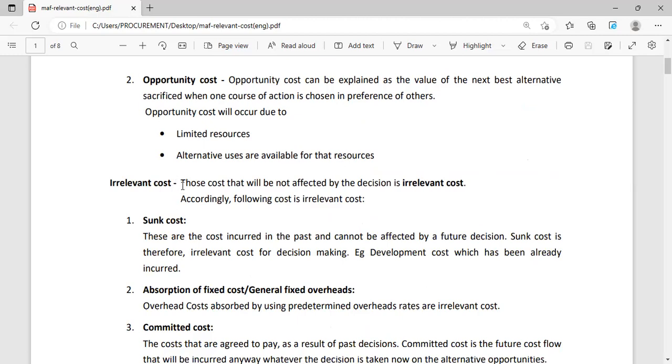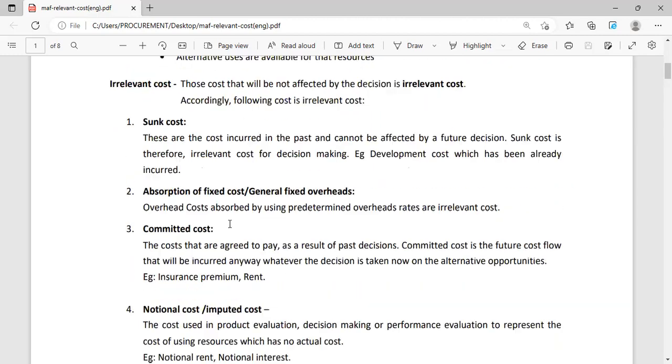Now, in relevant costs, I'm trying to recap what we have done so that it will definitely sink in. So irrelevant costs are those costs that will not affect or not be affected by the decision of the management. Like what we have said before, anytime you see sunk costs, these are the costs incurred in the past and cannot be affected by any decision. So sunk cost is therefore not a relevant cost for making such a decision.